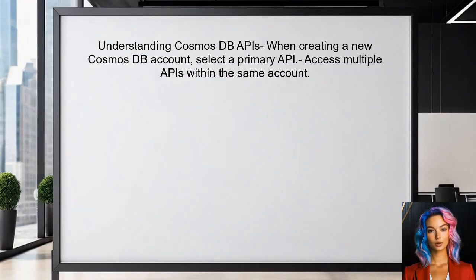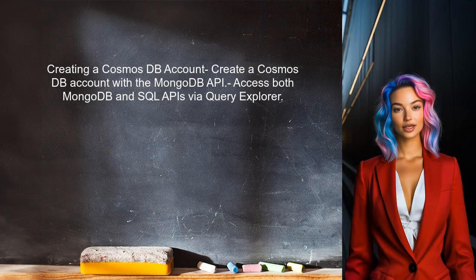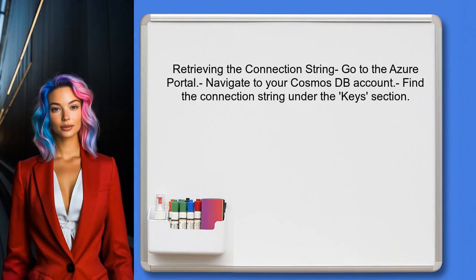To begin with, the user should understand that when creating a new Cosmos DB account, they must select a primary API. However, they can still access multiple APIs within the same account. Next, the user can create a Cosmos DB account with the MongoDB API. This allows them to use both the MongoDB and SQL APIs, as the SQL API is still accessible through the Query Explorer.